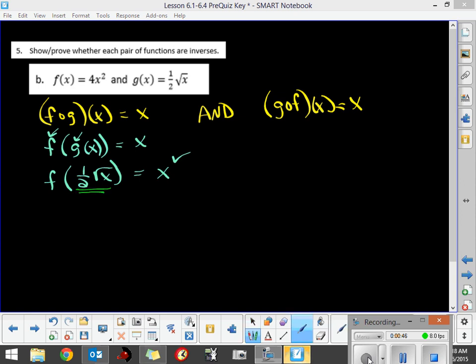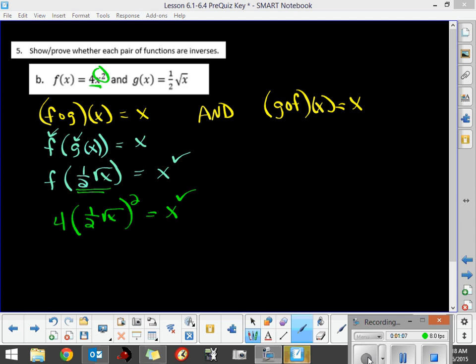Well, this has to go into function f, and function f says you have to take 4 times your input, which is 1/2 times the square root of x, and then square it, because it says whatever your input value is, square the thing. So we're squaring here. Now I'm going to show and demonstrate that that's going to equal just an x. If I can do that, then they're inverses at least have a shot.